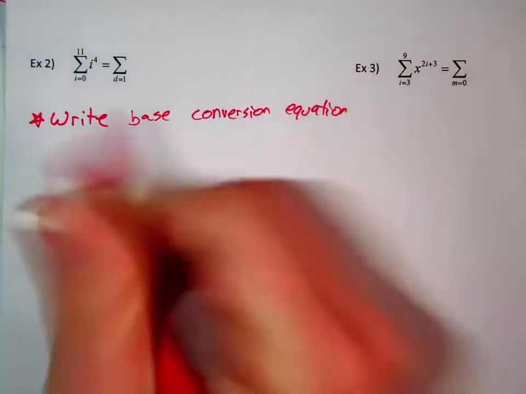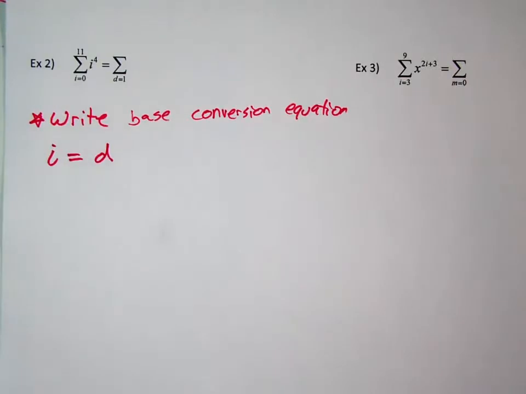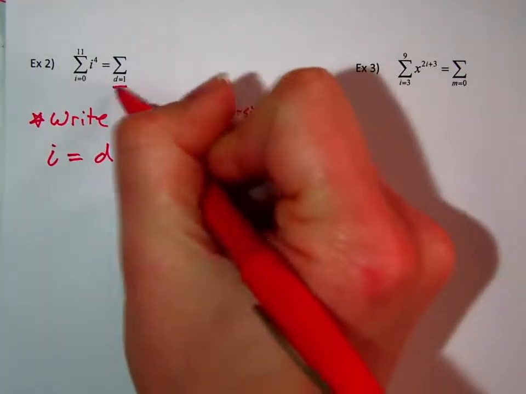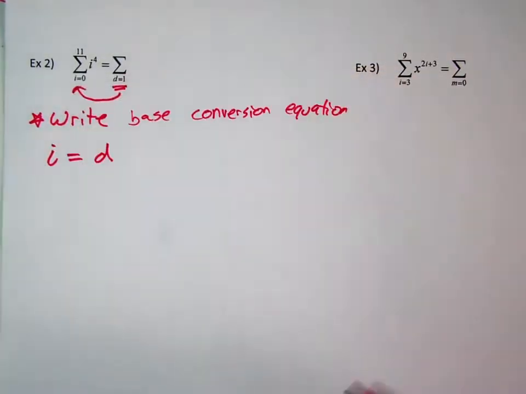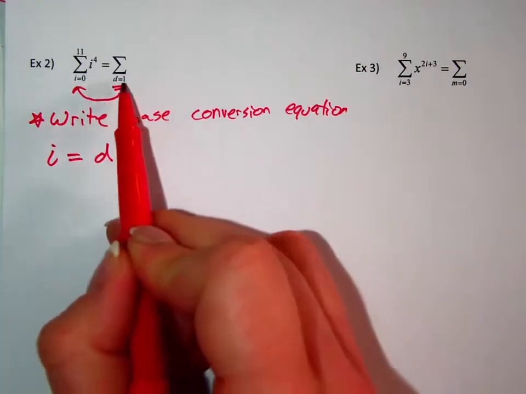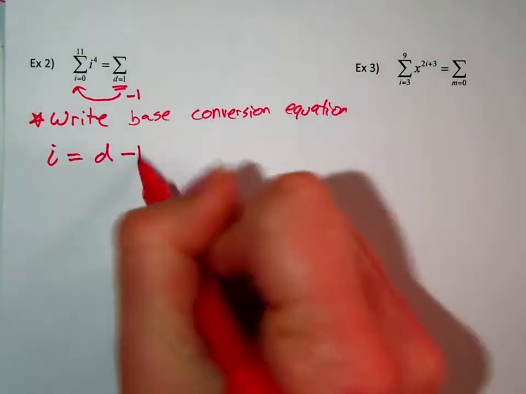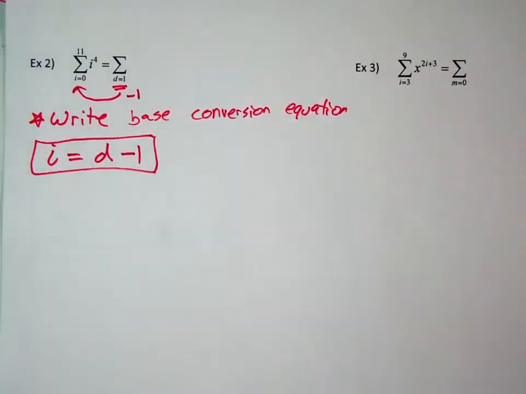So in other words, we're going to do i equals d, and then we have to figure out what we have to do to d. So what do I have to do to d to get back to i? Well, d is a 1, so if I want to change a 1 into a 0, what do we do to change 1 into 0? Well, we'd have to subtract 1. So i is equal to d minus 1. Now this is the base conversion equation we're going to use to do the change of base for all of it.